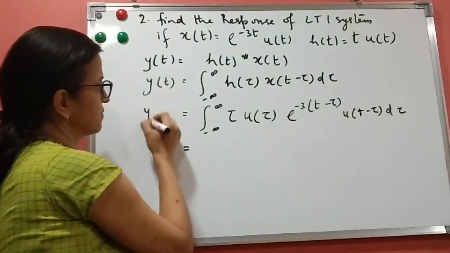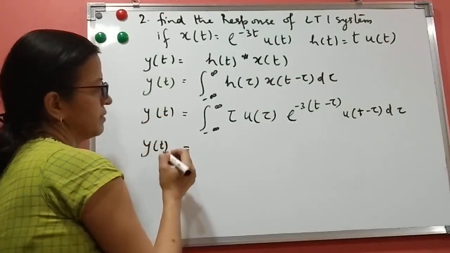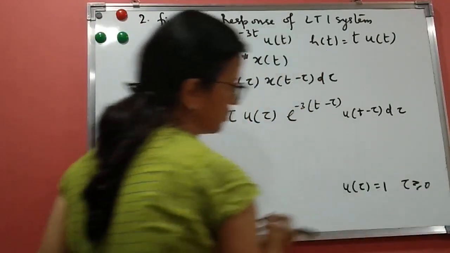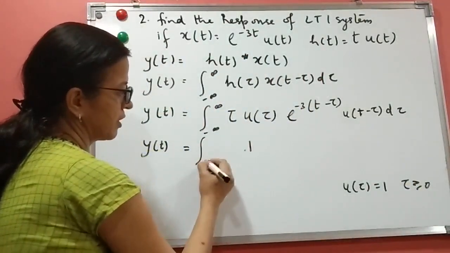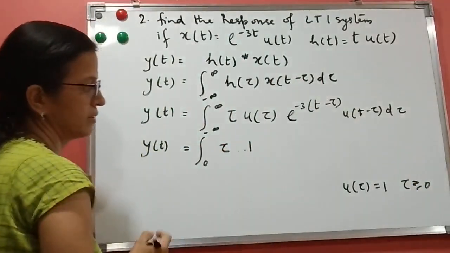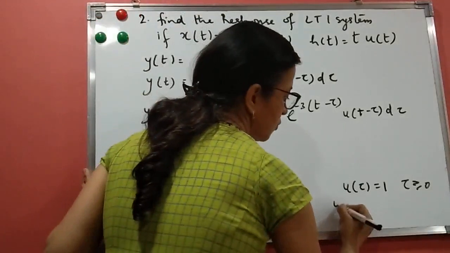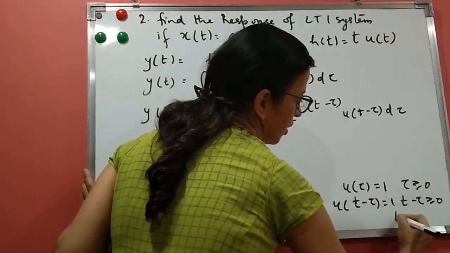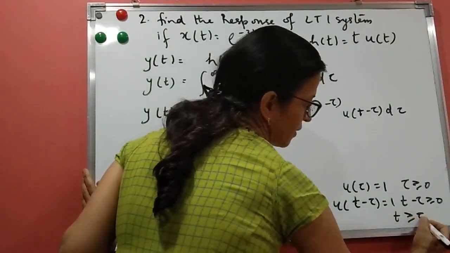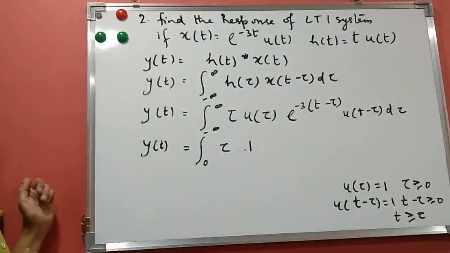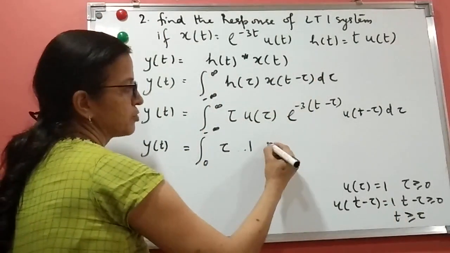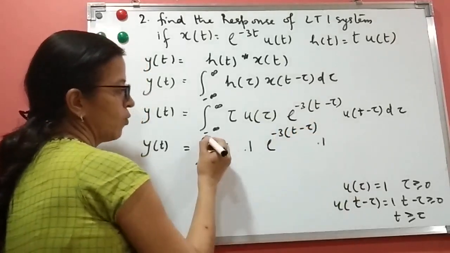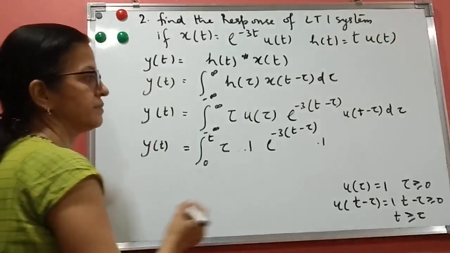Let us see the limits. What will be the limits? Now again, u of tau is 1 for tau greater than or equal to 0. Then the second one is u of t minus tau. It is 1 for t minus tau greater than or equal to 0, or t greater than or equal to tau. We want the limit of tau, that means tau is less than or equal to t. So it will be tau, e raised to minus 3 times t minus tau, and this one will be 1. What is the upper limit? The upper limit is t, d tau.